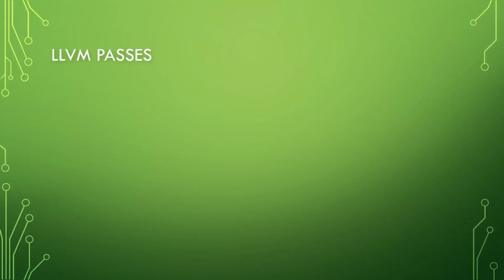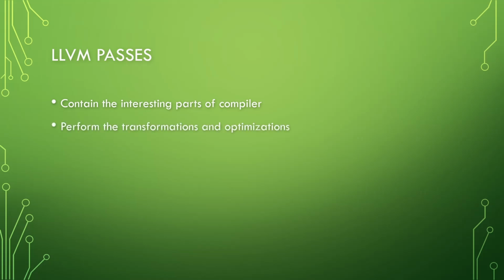The LLVM pass framework is an important part of the LLVM system, and these LLVM passes provide a structuring technique for the compiler code. These passes are where the most interesting parts of the compiler lie. They perform the transformations and optimizations that are part of the compiler, and they also build the analysis results that are used by these transformations.